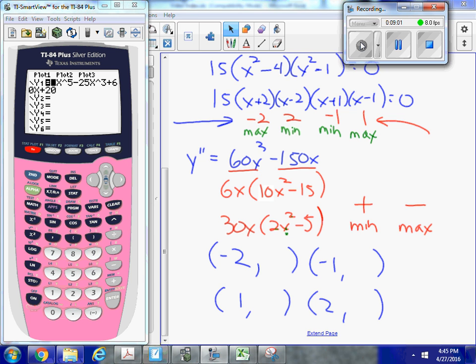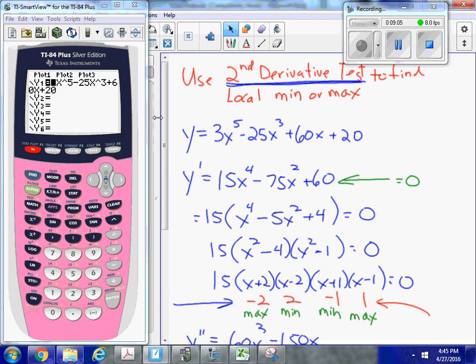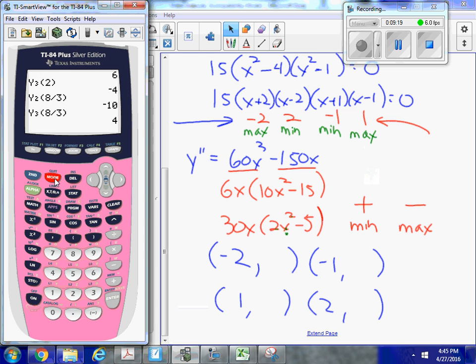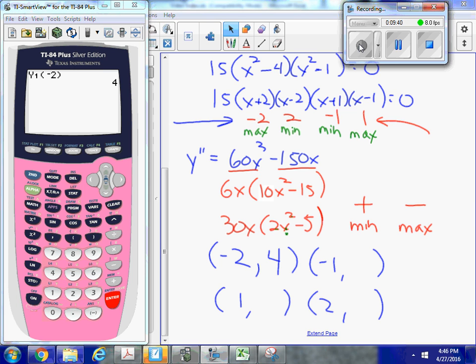So what I did was I took my function, 3x to the 5th, minus 25x cubed, plus 60x plus 20, and I entered it into my calculator. So rather than doing all the math over and over again, I'm going to do it the easy way. I put it into the calculator as y1, I'm going to go alpha f4, y1, and I want to evaluate y1 for -2. And I press enter, and it tells me it's -2, 4. And I've already determined that that is a maximum.